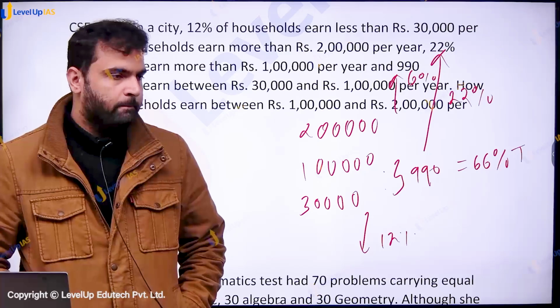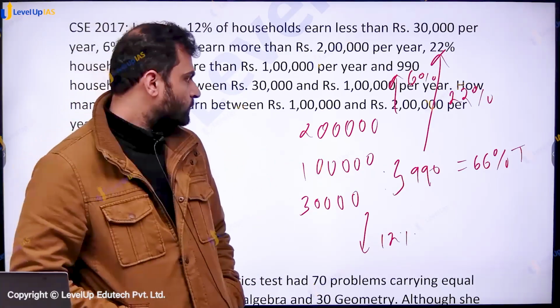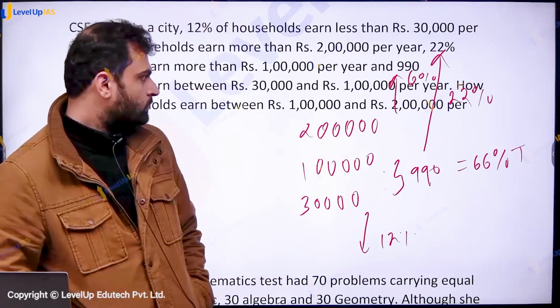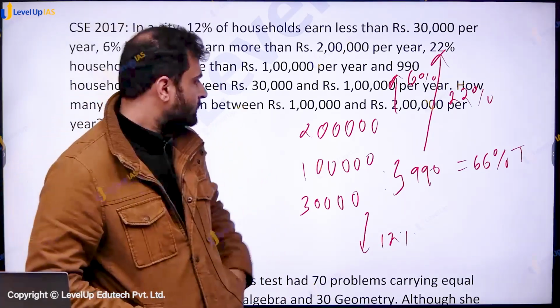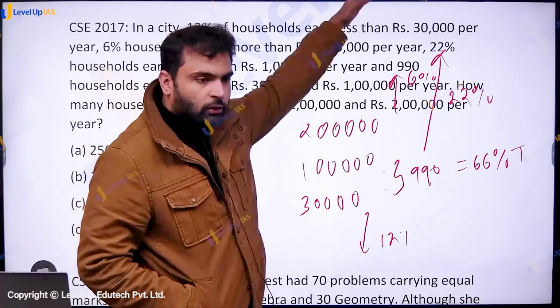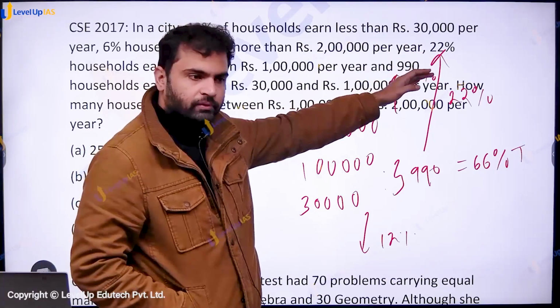Okay. From here. अच्छा. अभी आपको पता है कि 1 लाख के ऊपर 22% है एंड 2 लाख के ऊपर 6% है, बीच में कितने होंगे?